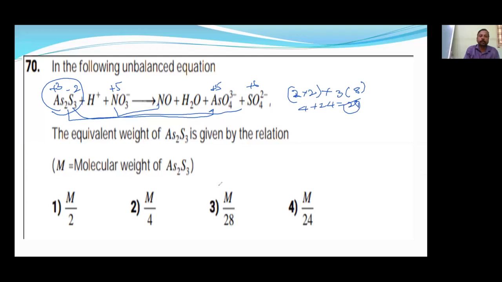Is it understood? If you want, I will explain once again. Arsenic is +3 and in the product it is changed to +5, so the change in arsenic oxidation number is 2. And how many arsenic are there? 2 arsenic, so 2 into 2, 4. Sulfur oxidation number is changing from -2 to +6, so the change is 8, in 3 sulfurs, so 24 plus 4, 28. Therefore, equivalent weight will be molecular mass by 28. Is that clear? Okay.